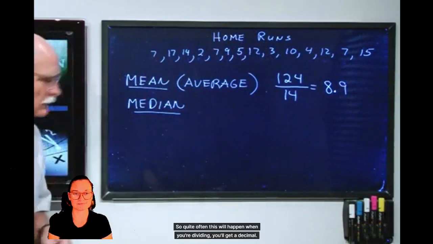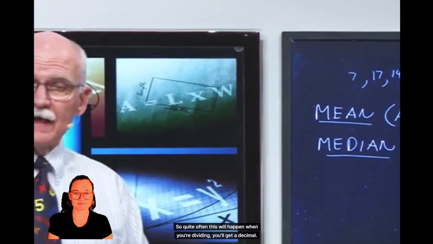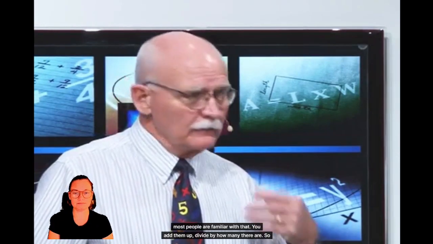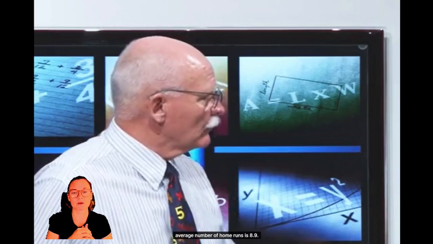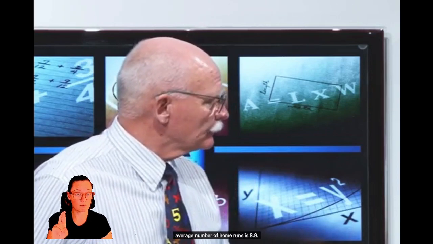Okay? So quite often this will happen when you're dividing, you'll get a decimal. So usually when we calculate an average, we'll round it off. In this case, we rounded it off to the nearest tenth. So most people are familiar with that. You add them up, divide by how many there are. So the average number of home runs is 8.9.